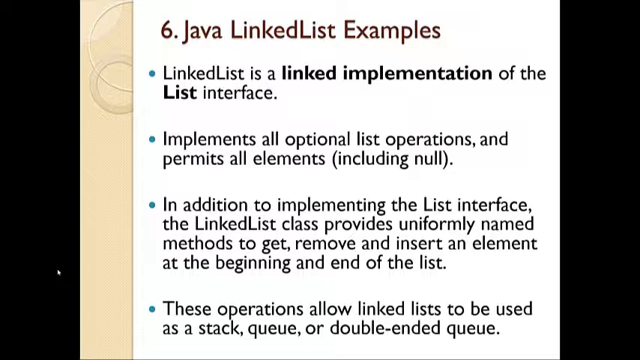First, it's a collection. It has every operation that we can do with other collections. It implements all list operations, and it permits all elements, including null. In addition to implementing the list interface, linked list provides some uniformly named methods so that we can get, remove, and insert elements at the beginning of the list and at the end of the list. So that's the advantage we have.